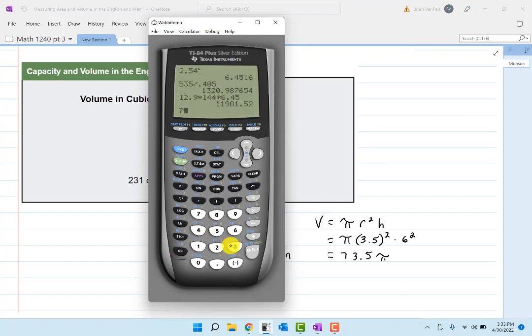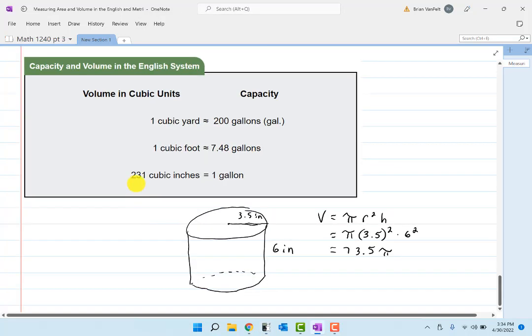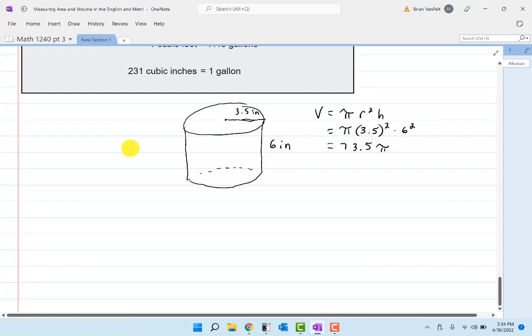If I do 73.5 and I multiply it by pi, that's the wrong constant. Let me go up here, and I think there's my pi. You can see it's slightly under 231 cubic inches. But not to be deterred, many times when they come up with a standard, they don't like to have an infinite number of decimals as part of the standard. So here is what was authorized by Queen Anne.